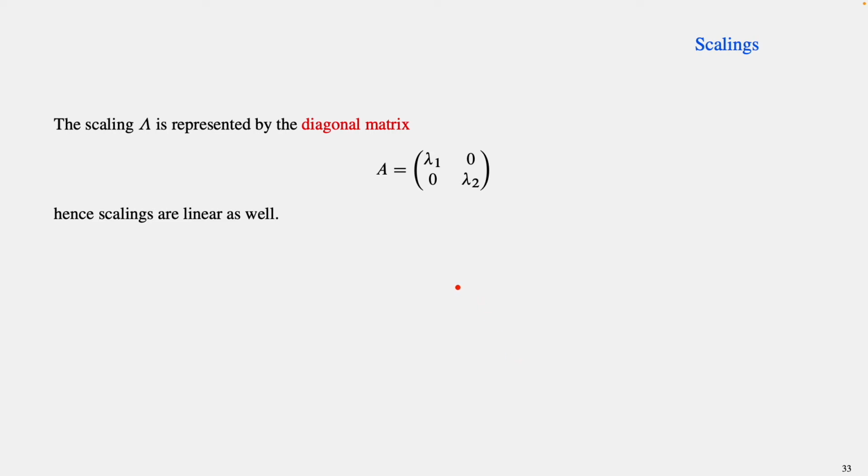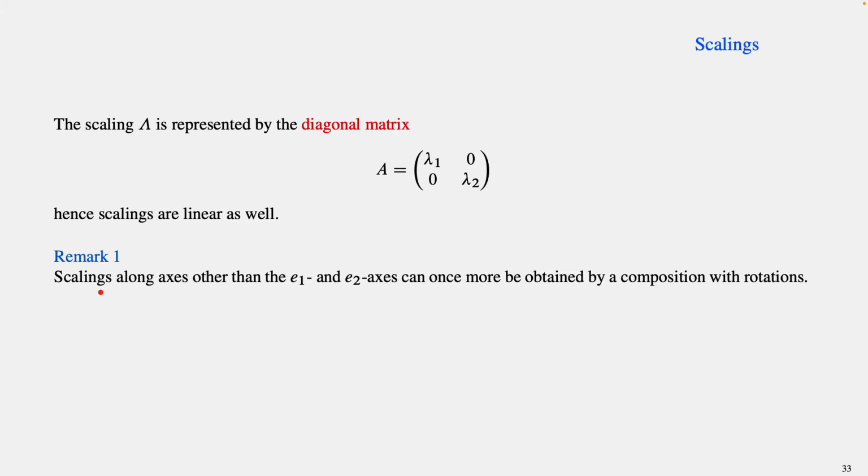And we can represent this scaling lambda by a diagonal matrix A, and it's called diagonal because it only has coefficients that are non-zero on the diagonal entries. So the scaling factors lambda 1 and lambda 2 are on the diagonal, and the off-diagonal entries are 0. And because we can represent a scaling by a matrix, it is immediately clear that it's a linear map.